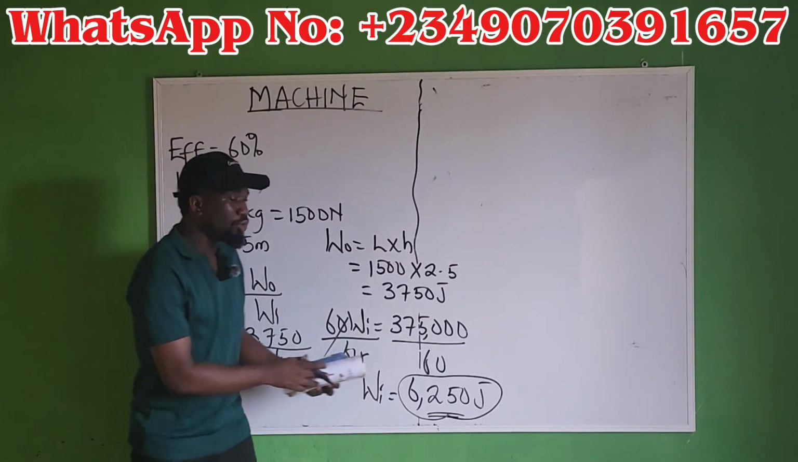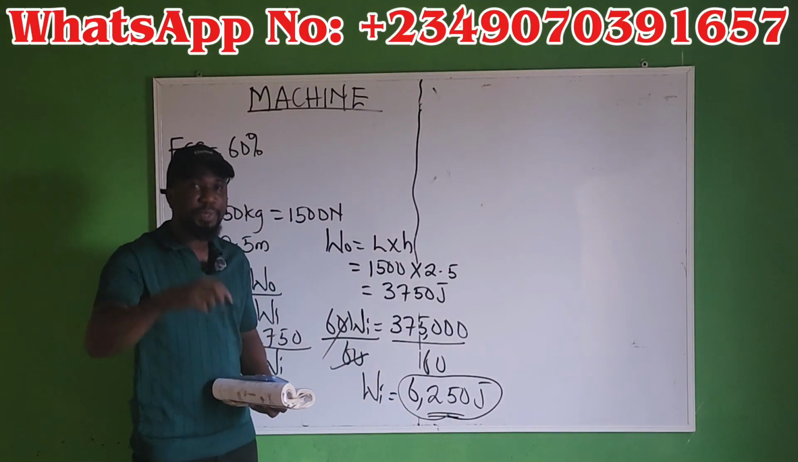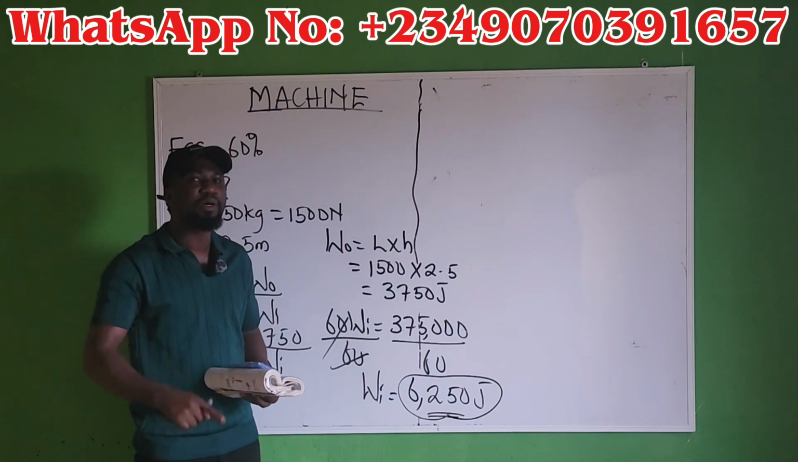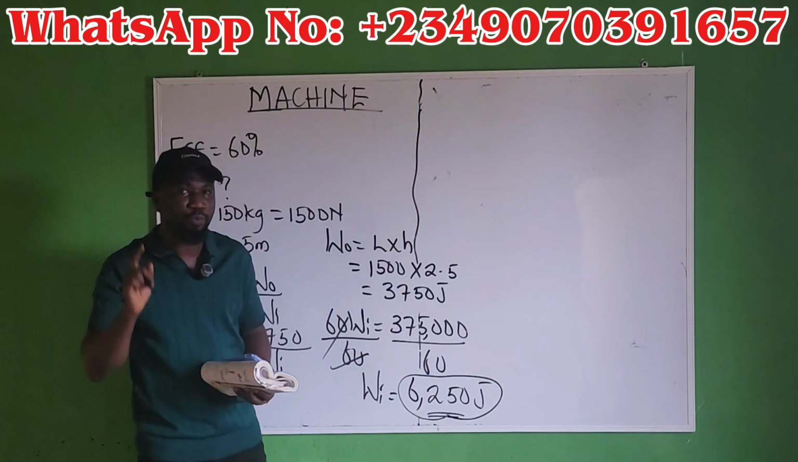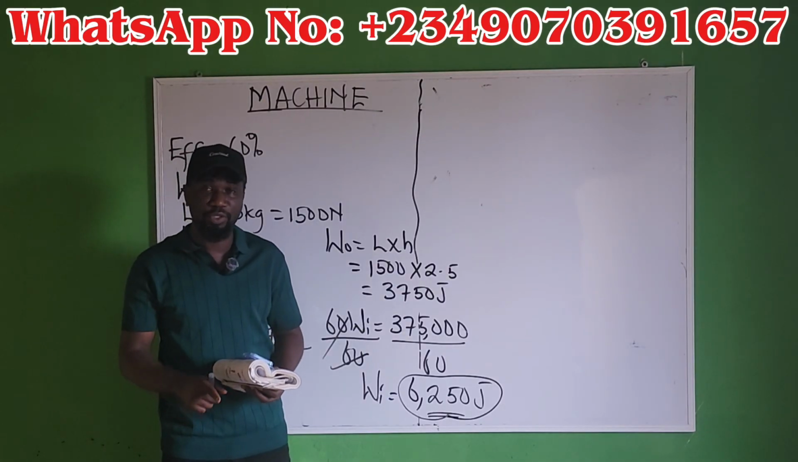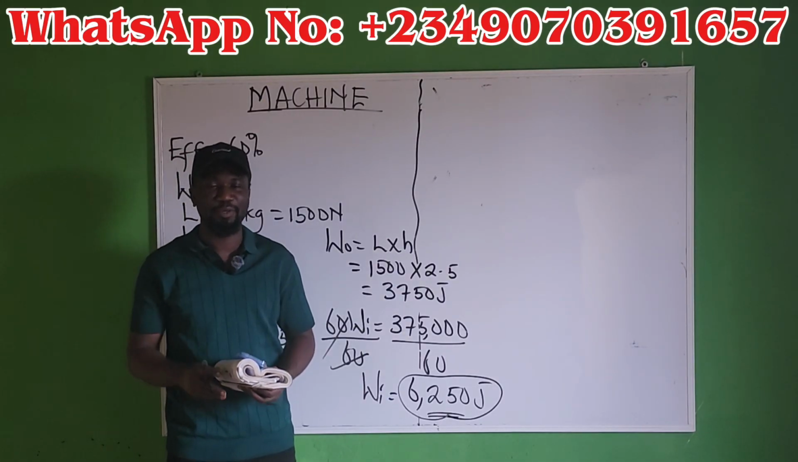Also, you can be told to get your answer in kilojoules. So if I want to change joules to kilojoules, what am I going to do? If kilojoules to joules is multiplied by 1,000, then joules to kilojoules is divided by 1,000. Do you understand? So let's move to the last question.